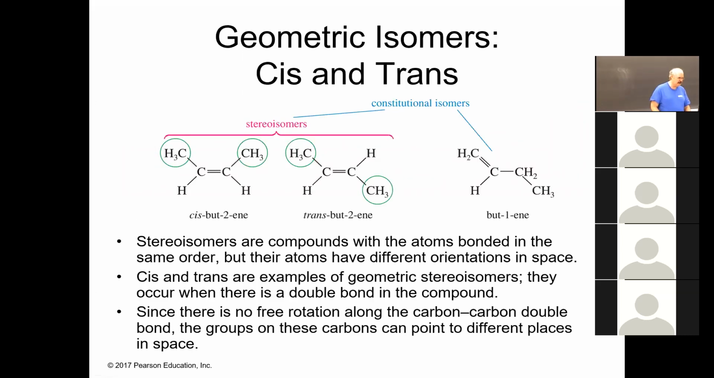These are stereoisomers. They are geometric isomers. The double bond, in this case, is in the same place. It's between the 2nd and 3rd carbons. This is what we call cis, where these 2 methyl groups are on the same side. This is trans. But both of these are constitutional isomers of this compound called 1-butene. The double bond has been moved.